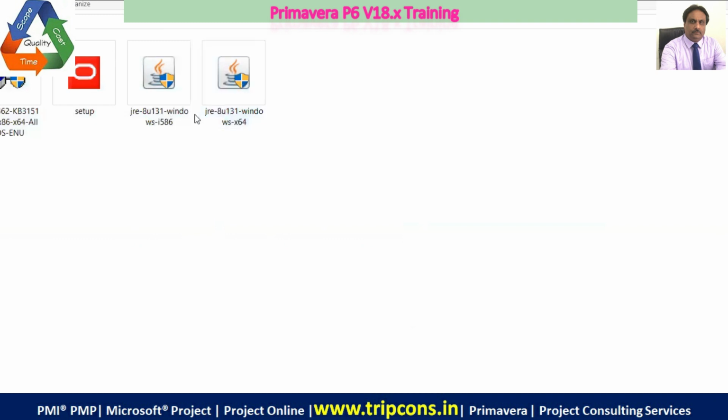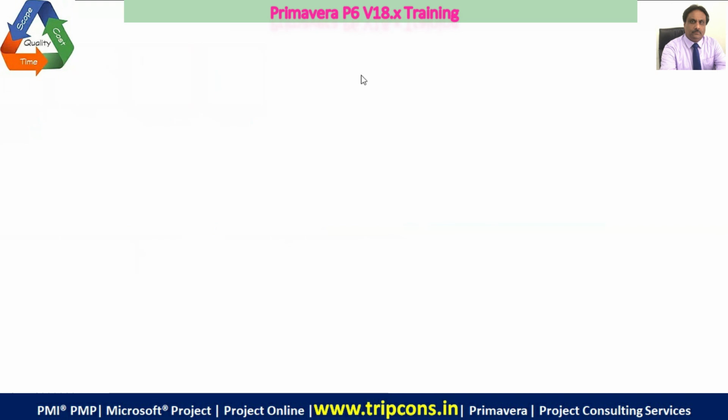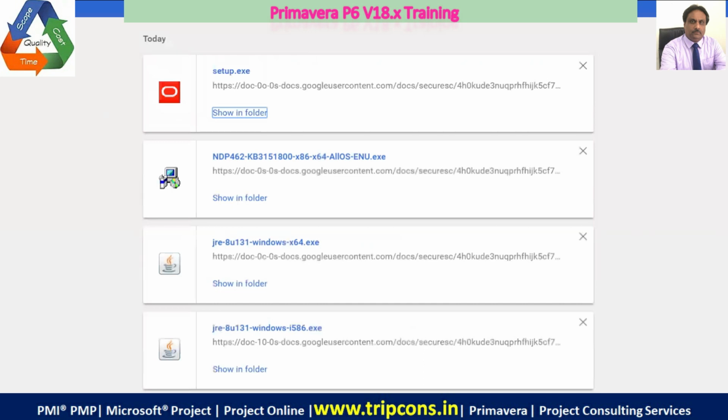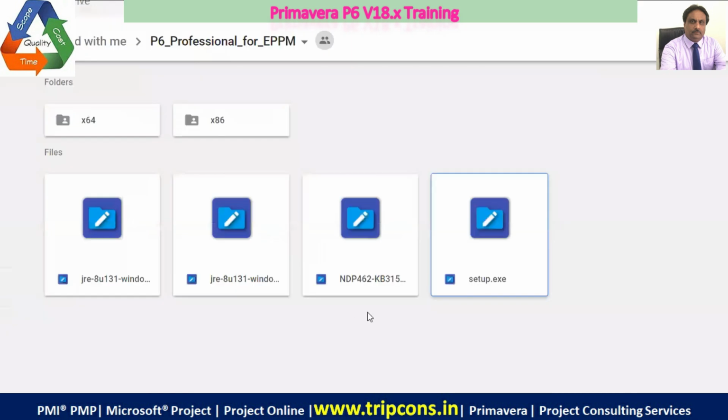Okay, now go to the browser. In the browser, you go to the P6 Professional for EPPM. Into that, yes. Do you see these folders? Do you see these files? They should be arranged like this. Only then the setup would work. These files will be in the root, and there will be a subfolder of x64, and there will be certain files in the x64 and x86.